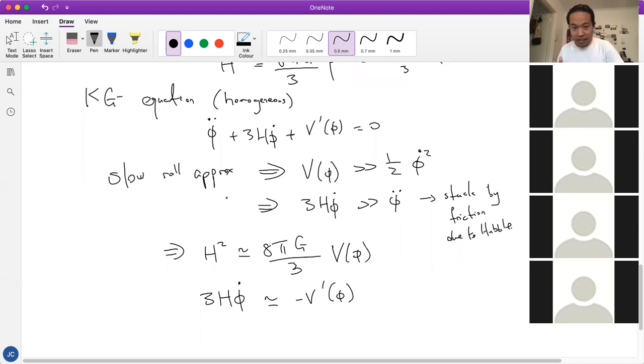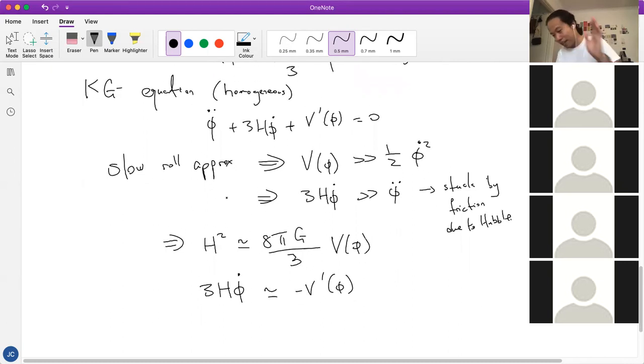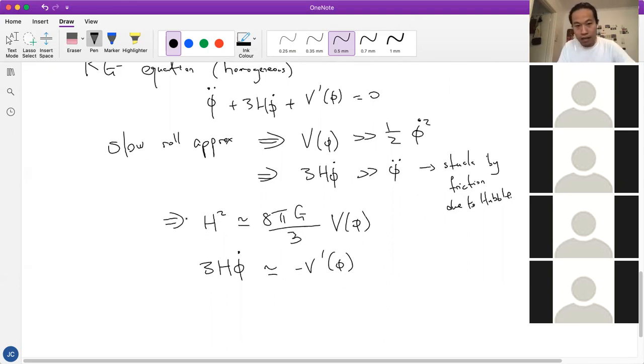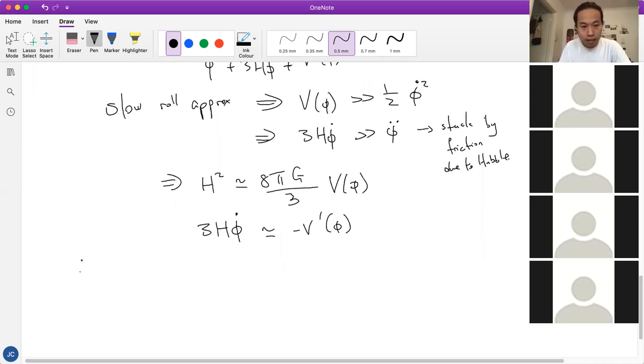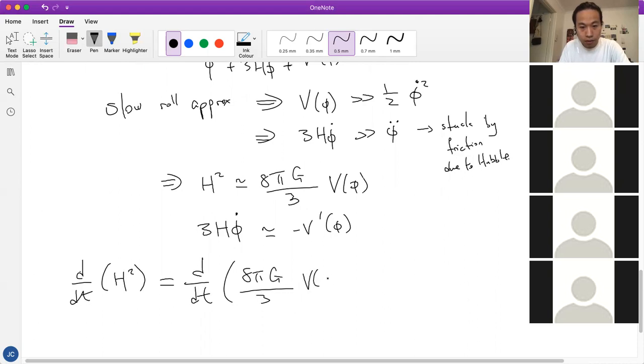Okay, so now it gets a bit like, I do this because the algebra eventually works out. There's not much physical motivation for why I do this. So the next step is to take the time derivative of the Friedmann equation. So I differentiate with respect to time on both sides. So I get d/dt on the left, my h squared, and that's equal to d/dt of 8 pi G on 3 v of phi.